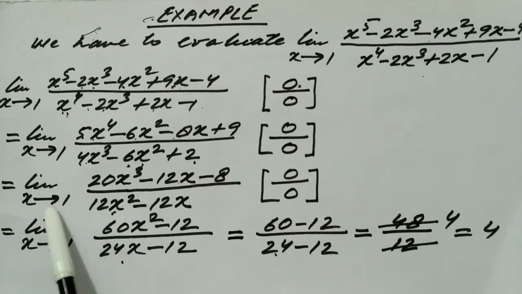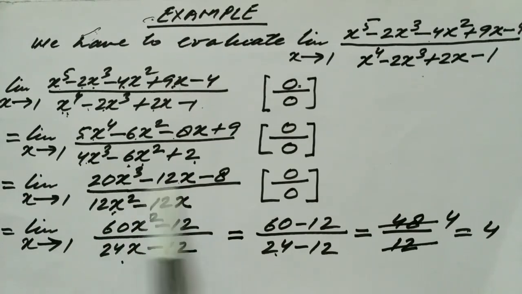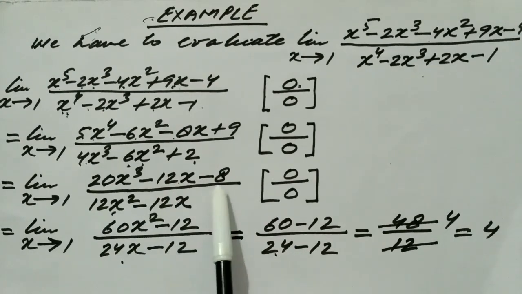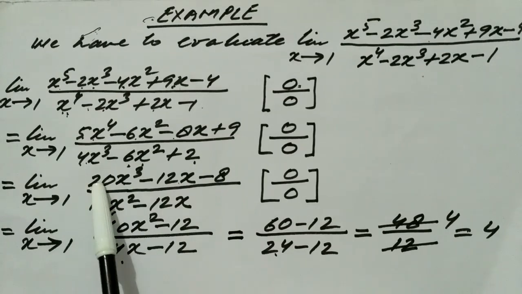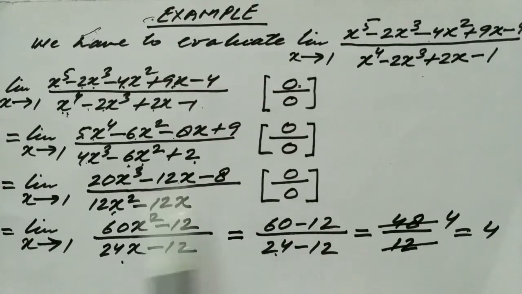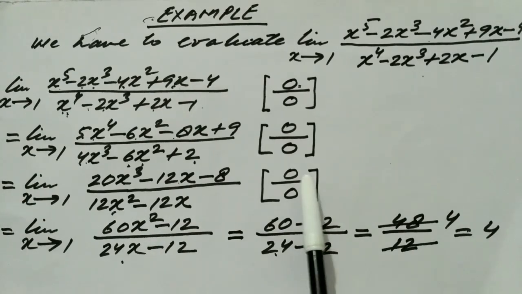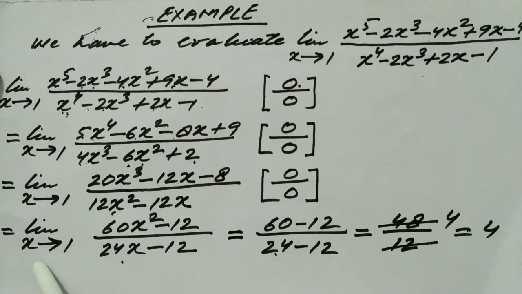So let us check by substituting x is equal to 1 in the numerator. We have 20 minus 12 minus 8. That means one positive number, 20, and two negatives, minus 12 minus 8, that is minus 20, so 20 minus 20 is 0. And in the denominator, we have 12 into 1, that is 12, minus 12, which is equal to 0. So again, we have the indeterminate form 0 upon 0. So according to L'Hospital rule, we have to carry on this process.